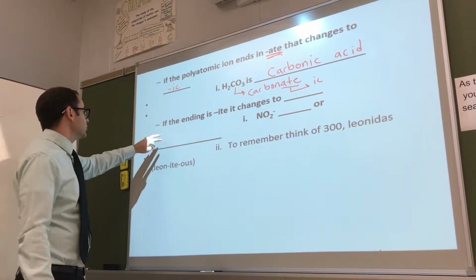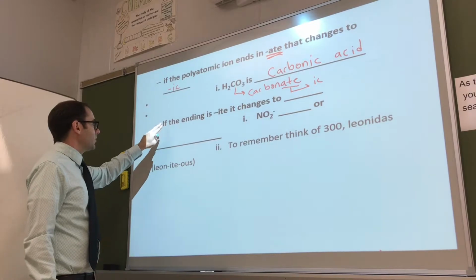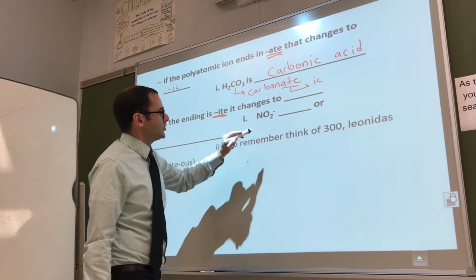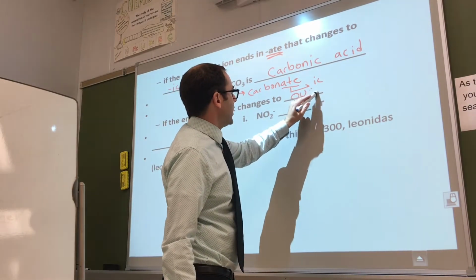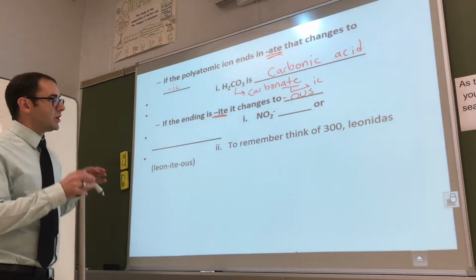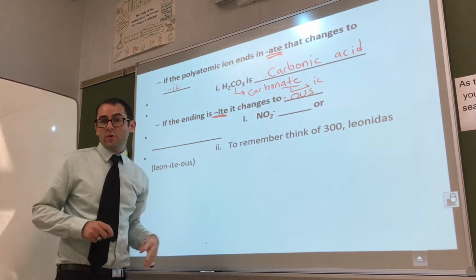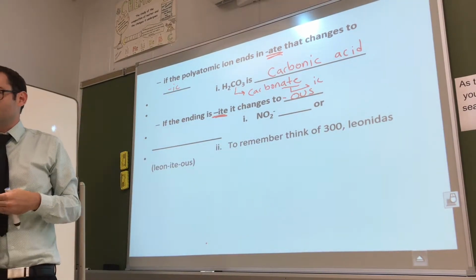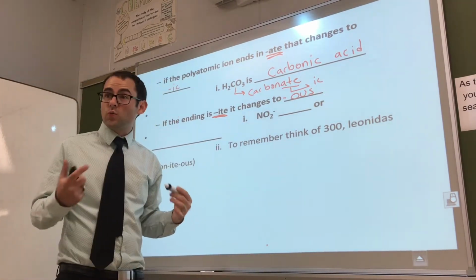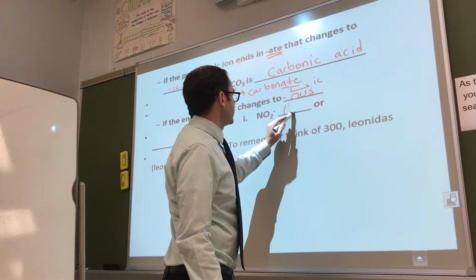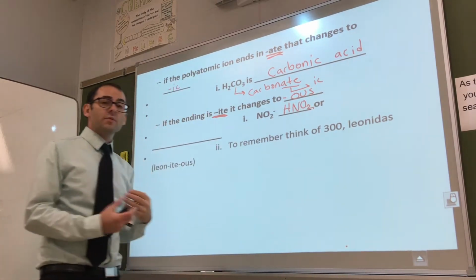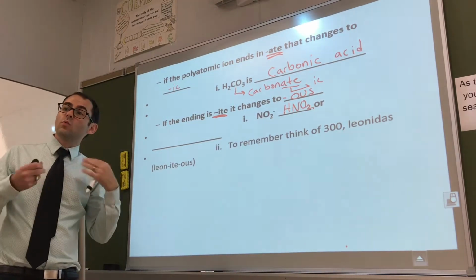The second thing to remember is if the ending is ITE, it changes to OUS. All right, so OUS. So let's talk about NO2 minus real quick. How many H pluses would you need for this to balance it out? Just 1, right? It's minus 1. So you need 1 plus. All right, so that's what the formula is going to look like. What's the word going to be?